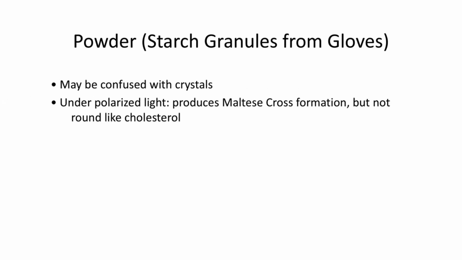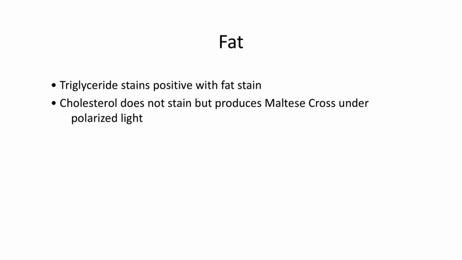Powder artifacts, such as starch granules from gloves, may be mistaken for crystals. Under polarized light, they can produce a Maltese cross formation, but unlike cholesterol crystals, they are not round in shape. Fat artifacts can also appear in urine microscopy. Triglycerides will stain positive with fat stains. Cholesterol, on the other hand, does not stain, but under polarized light it produces a Maltese cross appearance.